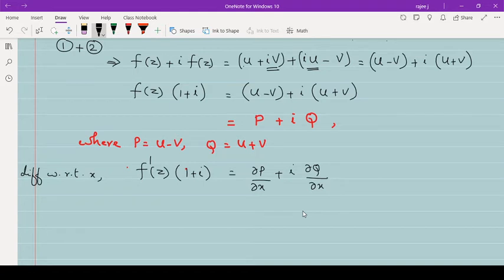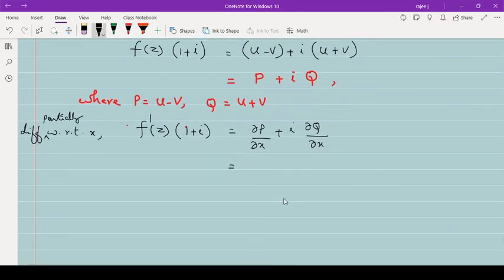Now since f of z is analytic, u and v also will be analytic, and therefore p and q also will be analytic. Okay, so instead of this p, partial differential, fine, this understood? Differentiate partially with respect to x. So this is one formula.